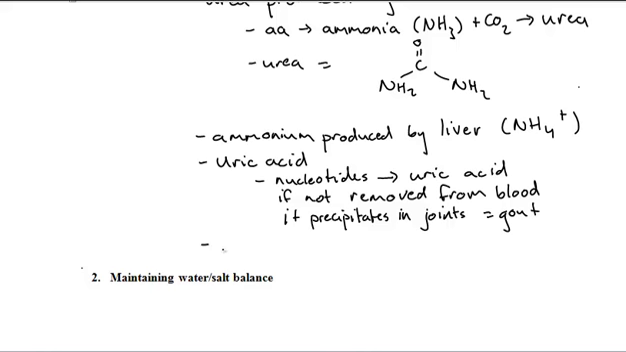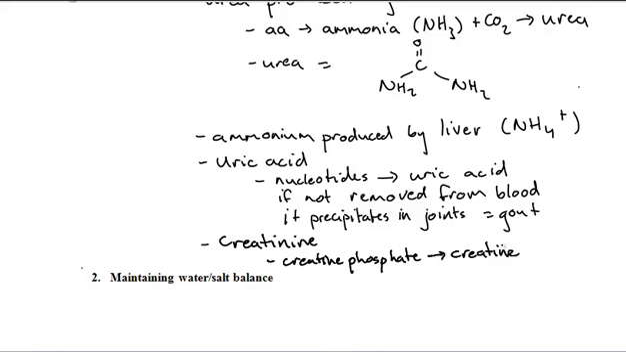And it also produces what's called, or excretes out, creatinine, which is when creatine phosphate is used by the muscles to power the muscles. It forms creatinine as a byproduct. Not creatine, creatinine. Which is then excreted out through the urinary system.